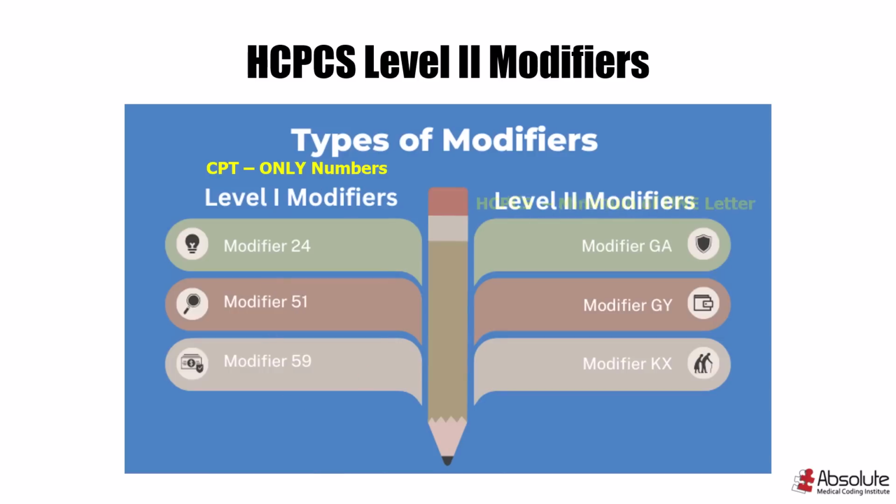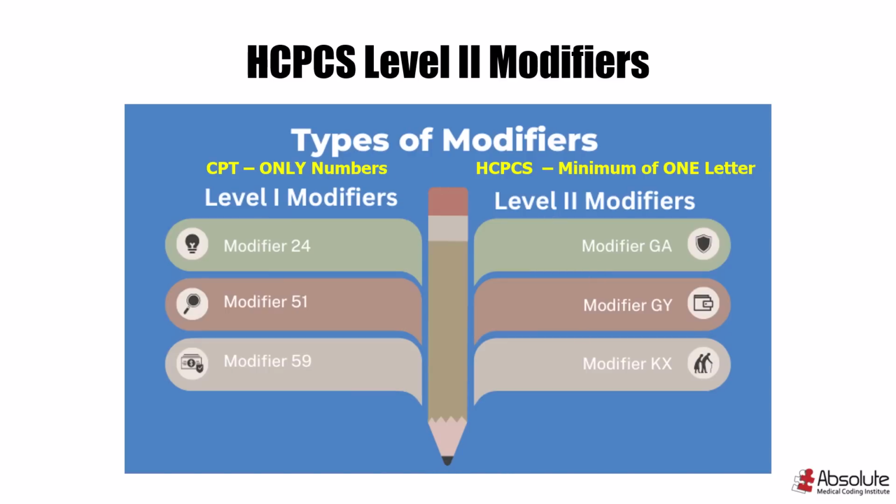Whereas HCPCS Level 2 modifiers have a minimum of one letter. Now, our example shows two letters, but HCPCS Level 2 modifiers have a minimum of one letter, and that's how you'll be able to recognize them on sight. And one final thing, you can use CPT modifiers and HCPCS modifiers with any code. So HCPCS modifiers can be used with CPT codes. CPT modifiers can be used with HCPCS Level 2 codes.